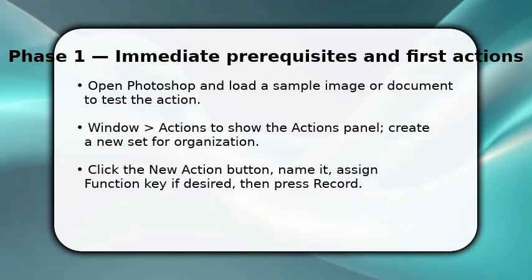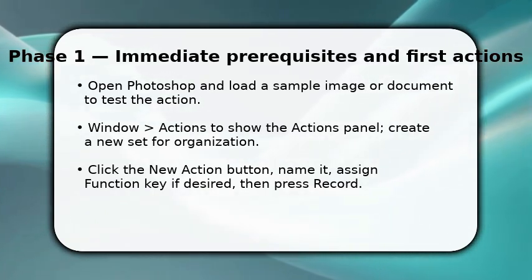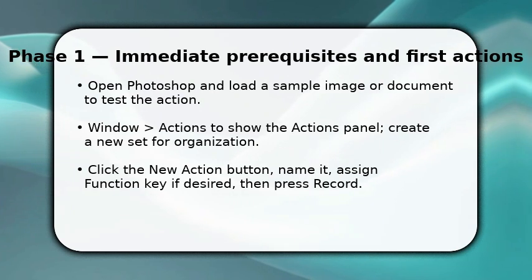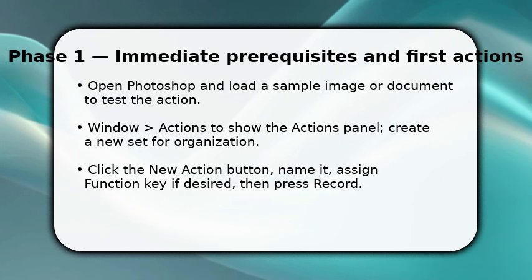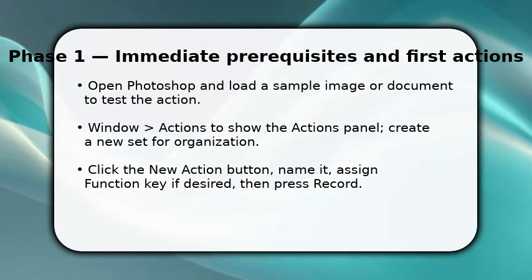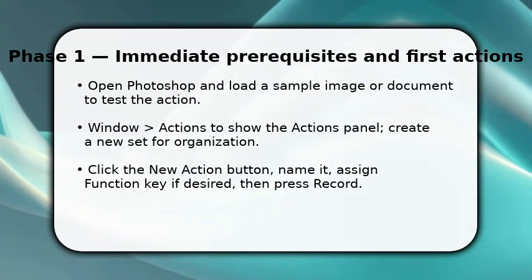You begin by opening Photoshop and loading a representative image so every step records correctly. Once the Actions panel is visible, create a new set to keep things tidy. Click New Action, give it a descriptive name, and optionally assign a function key. This saves time later. Press Record and think through the task.